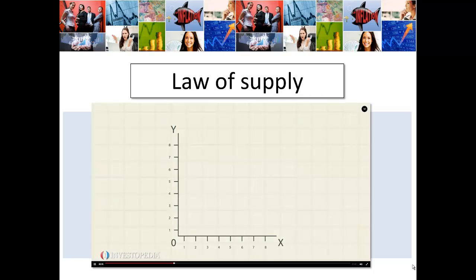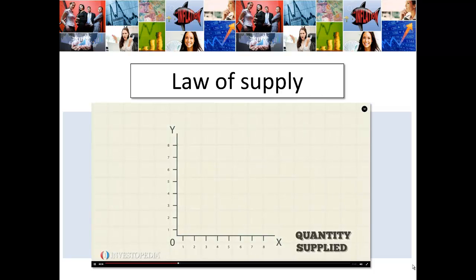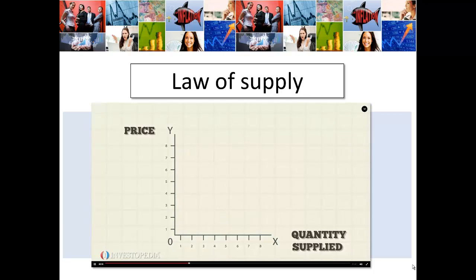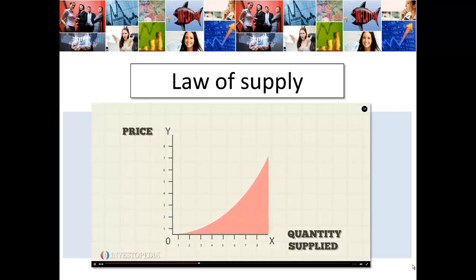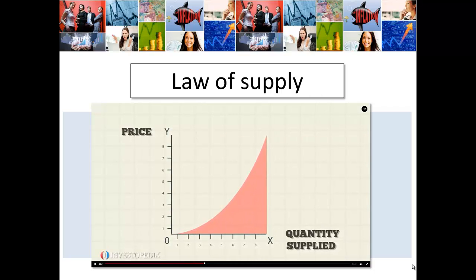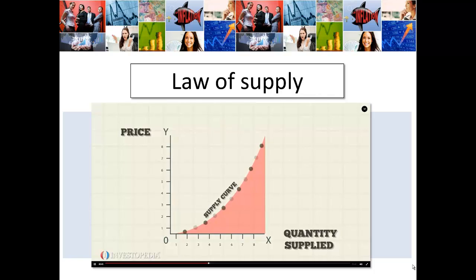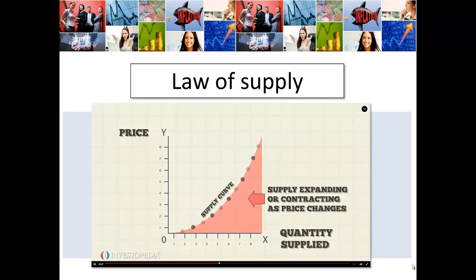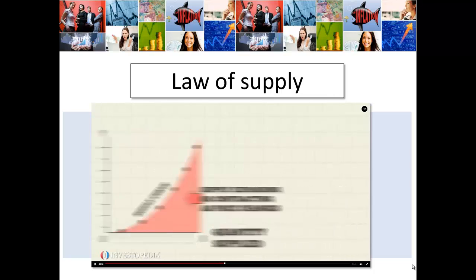If you were to graph this relationship with the quantity supplied on the x-axis and the price on the y-axis, the relationship between price and supply is graphed as an upward sloping curve from left to right. This line is referred to as a supply curve. Movement along the supply curve is referred to as supply expanding or contracting as price changes.